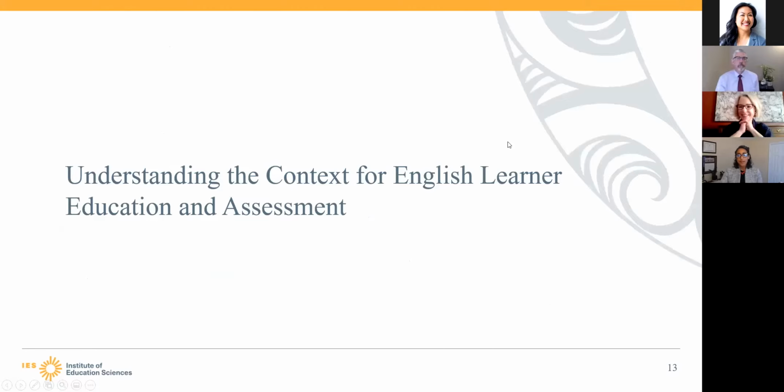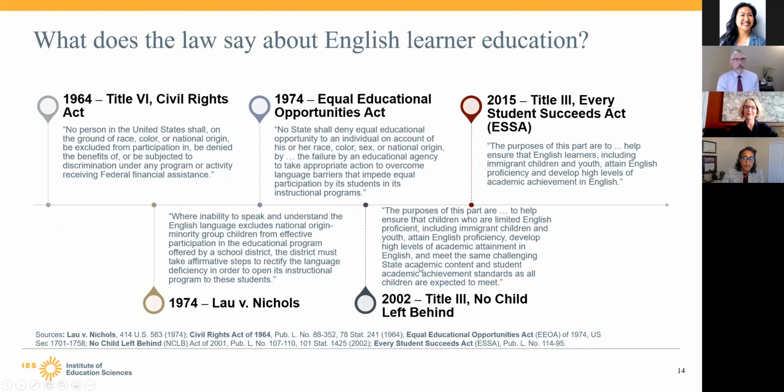Okay. So we're going to spend a few minutes here at the beginning just trying to remind ourselves of the context for English learner education and assessment. So I always feel like it's really helpful when we start talking about data and data use and data interpretation for English learners to just remind ourselves why we assess these students, what we aim to accomplish in terms of educating these students, and really keep that in our minds as we then start to think about what data we need and how we're going to interpret that data and use it.